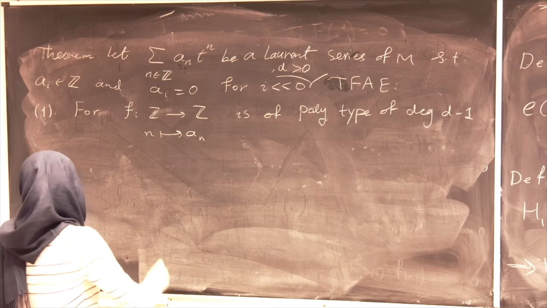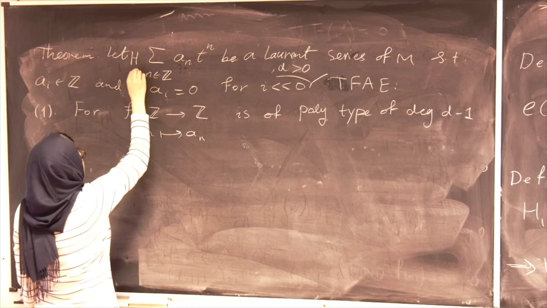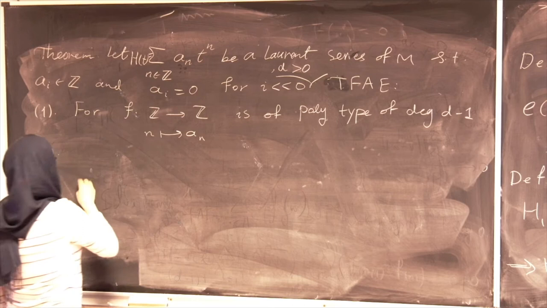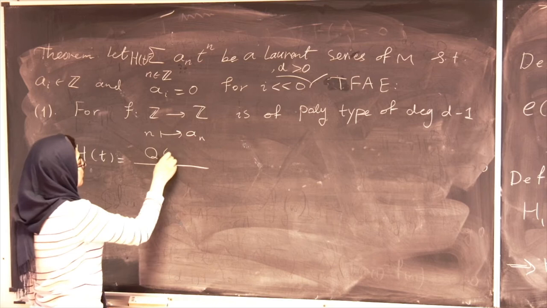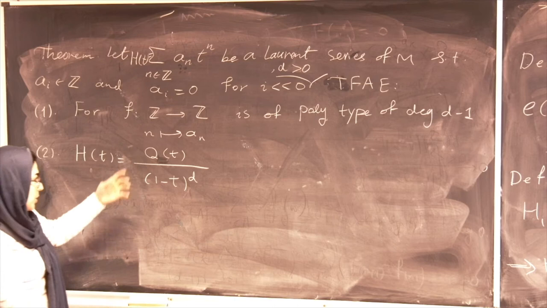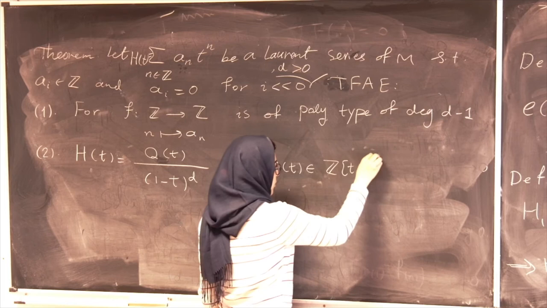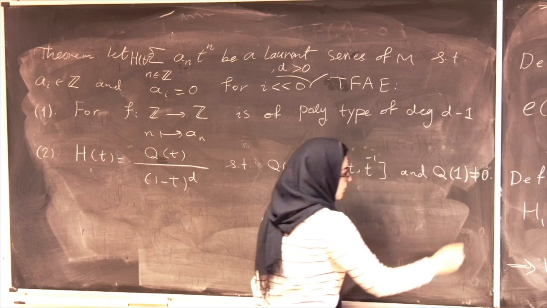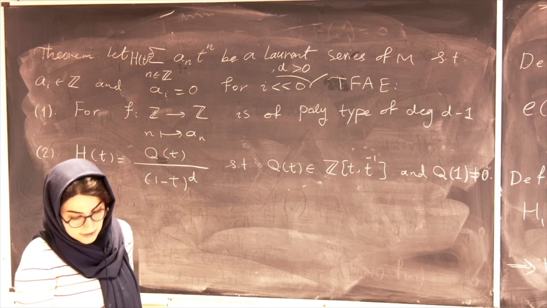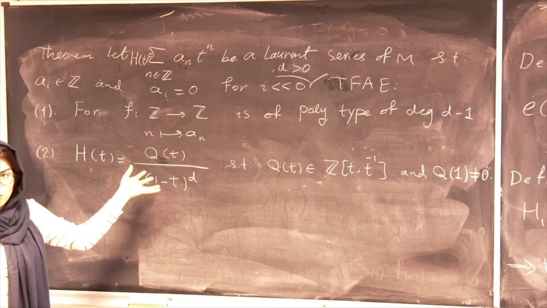So whenever we have this condition, this is equivalent to saying that, let's call this series H(t), we can write this series as a fraction such that the denominator is a Laurent polynomial with integer coefficients, and its value at 1 is non-zero. So this is what we want to prove, and if we show this equivalence, we can apply it, as I told, for the Hilbert function and get such a description for the Hilbert series of the module.